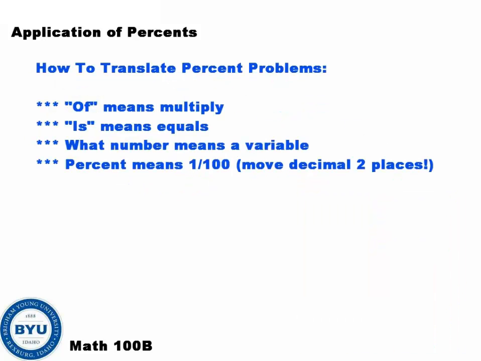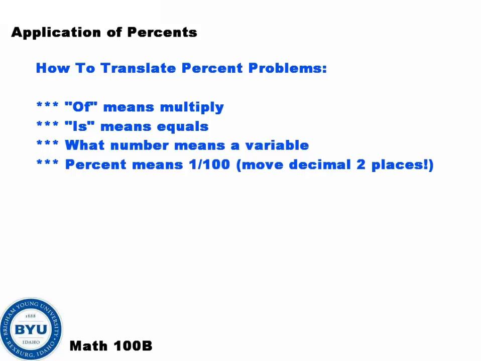So before we get started with the actual math, we need to understand how to translate a percent problem. So I've written up here some of the translation words that you need to be familiar with. The first is "of." Anytime you see the word "of" in a percent problem, that means to multiply. "Of" means multiplication. Anytime you see "is," well, "is" means an equal. So anytime you see "is" in a sentence with percents, you're going to put an equal sign.